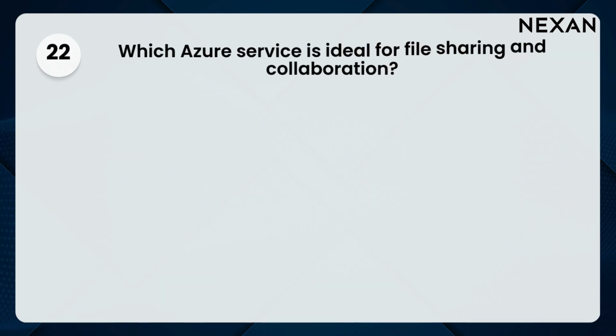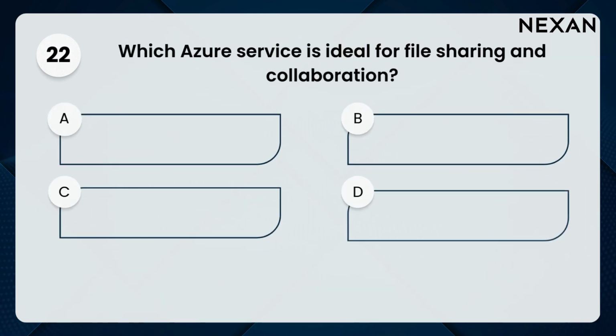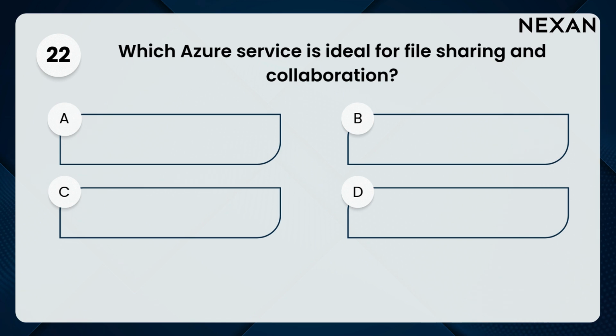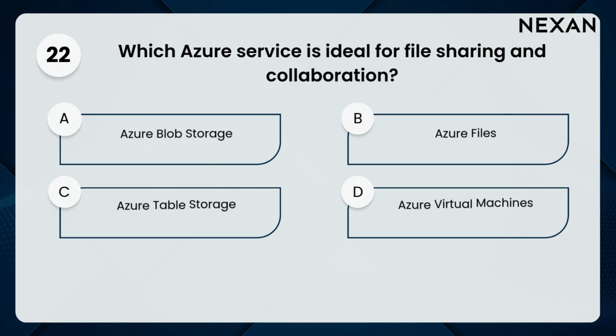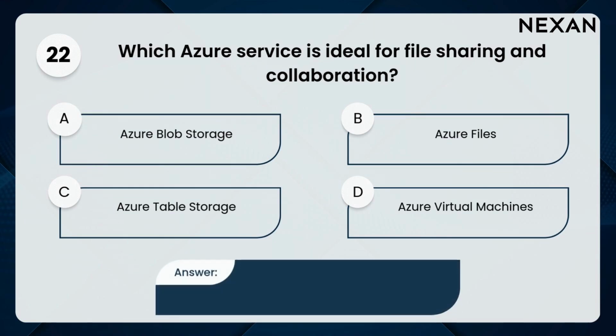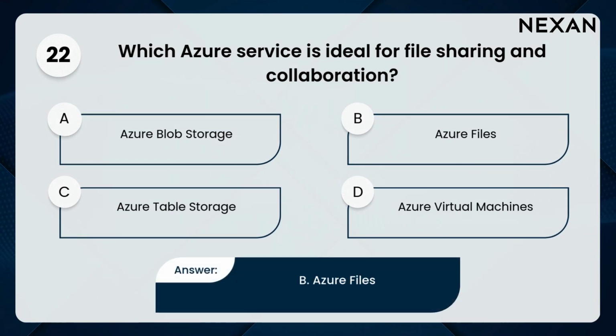22. Which Azure service is ideal for file sharing and collaboration? A, Azure Blob Storage, B, Azure Files, C, Azure Table Storage, D, Azure Virtual Machines. Answer: B, Azure Files.